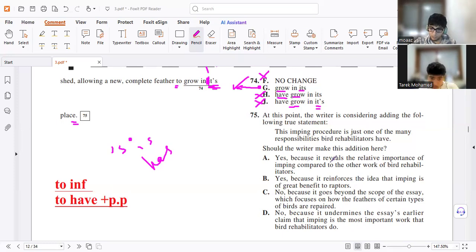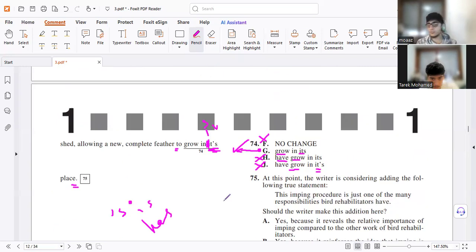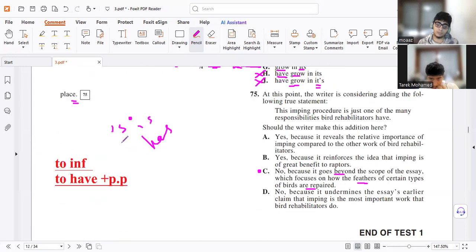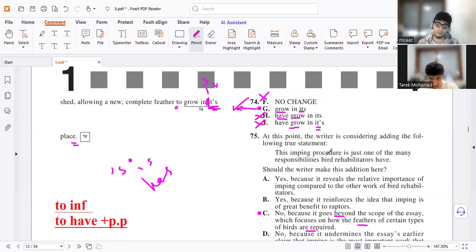But you said heading reveals the relative. Why didn't you check C? I think it's C. It goes beyond, it means it's not related. So the focus is on how the feathers of certain types are repaired. So that is the main point of this paragraph. Go back and check. Look, already the name rehabilitator means some person who mends something, repairs something, reforms something. So he repaired it already. So that means you add information not related.